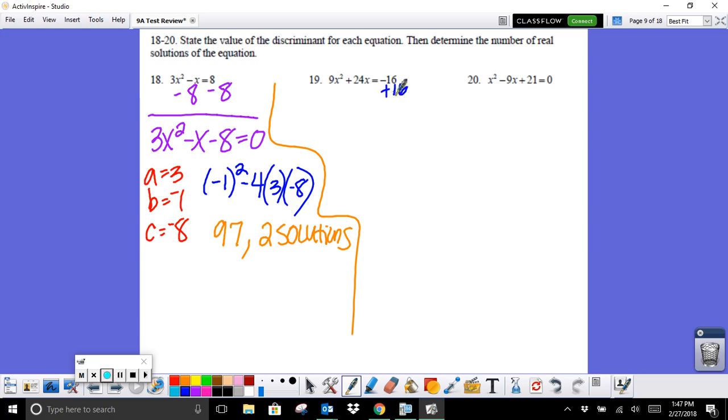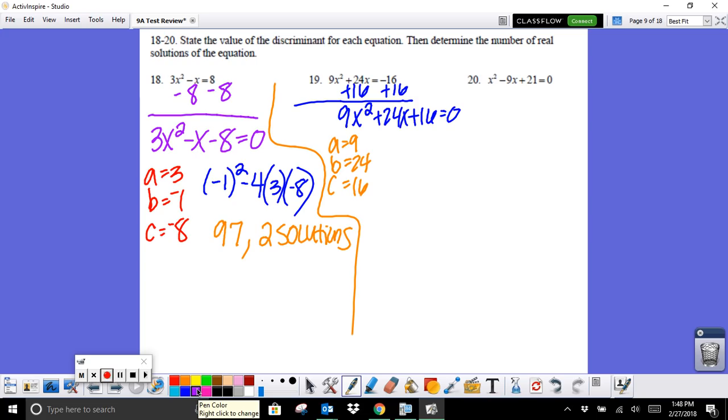Okay, number 19. I'm going to add 16 to both sides. I've got to get it all equal to 0 first. So 9x squared plus 24x plus 16 equals 0. So here my a is 9, b is 24, c is 16. If I plug this into b squared minus 4ac, that's going to be 24 squared minus 4 times 9 times c. If I type that in the calculator, I actually get 0. It doesn't look like it, but we would. If my discriminant is 0, that means I have 1 solution.